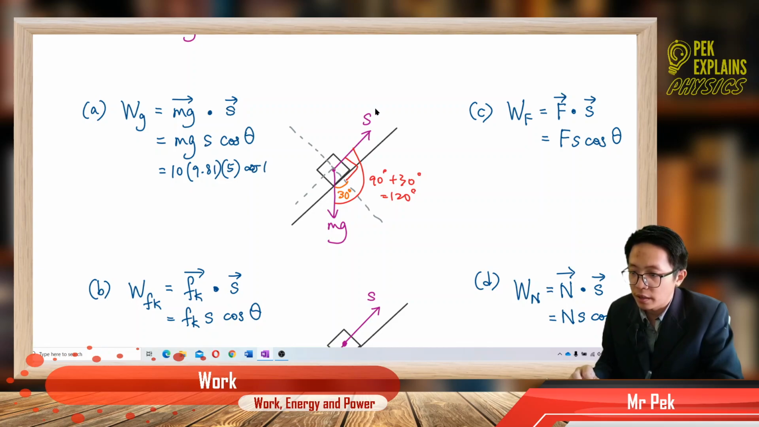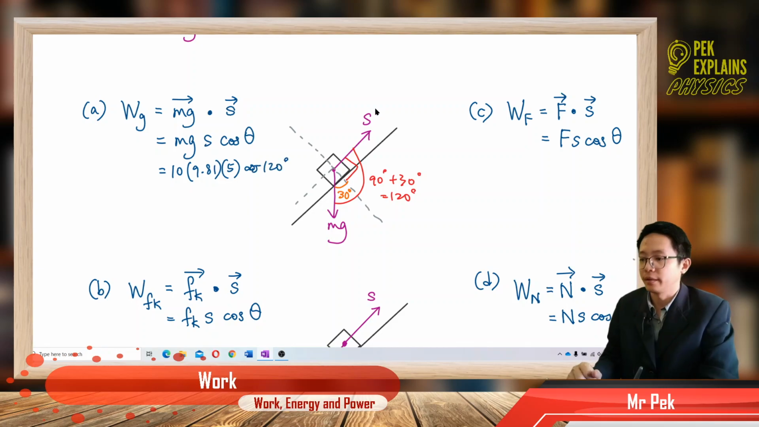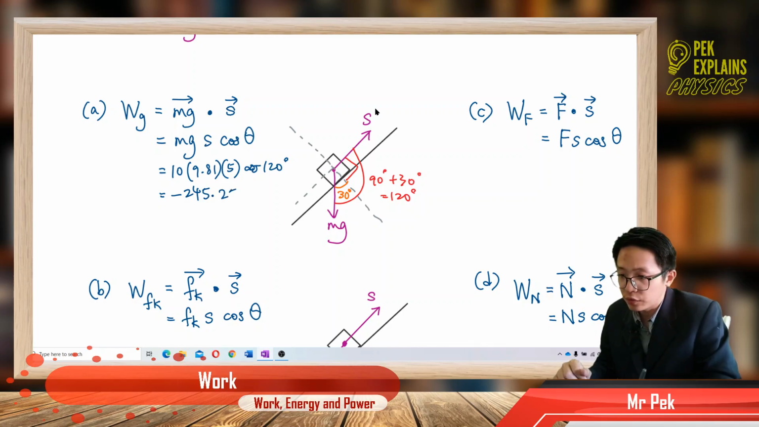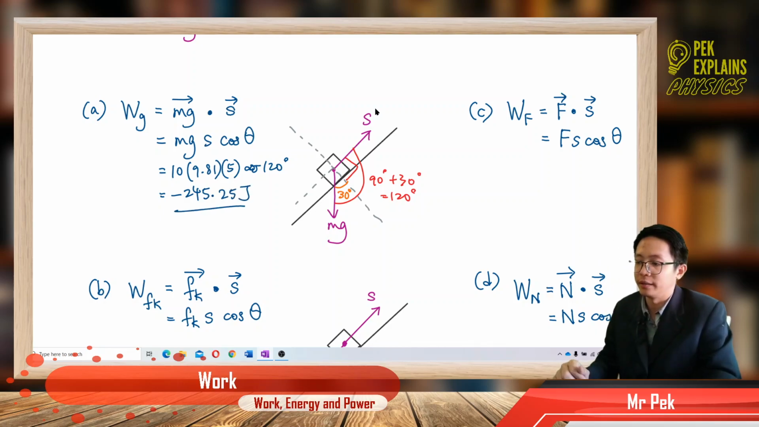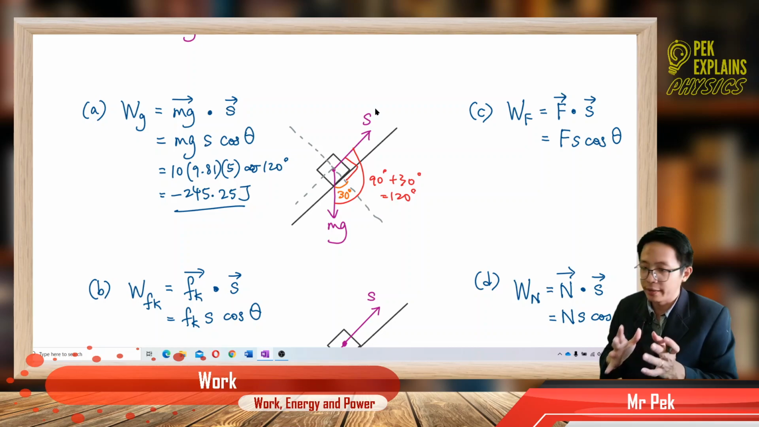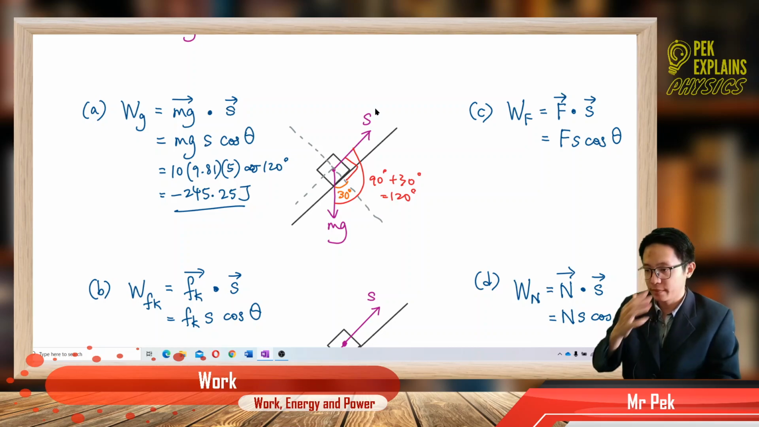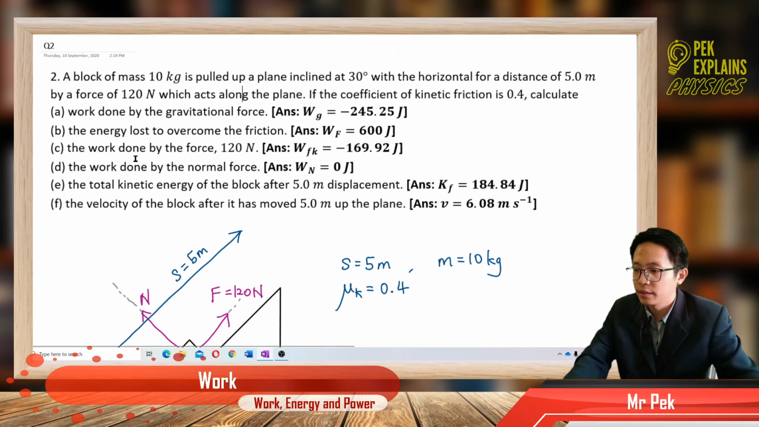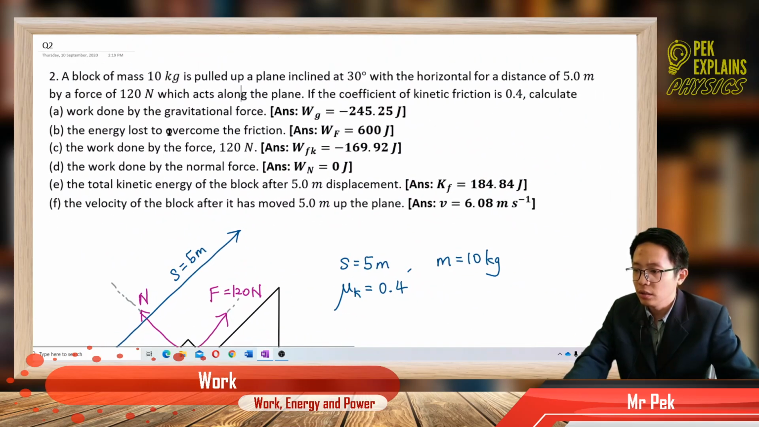Cos 120 degree. Okay, and for that we calculate, we will get a negative 245.25 joule. That's our work done by the gravity. Okay. Now, for the next part, what is the energy loss to overcome the friction?